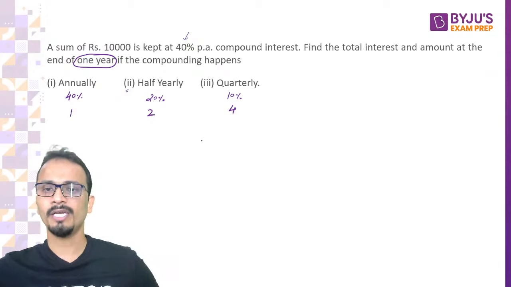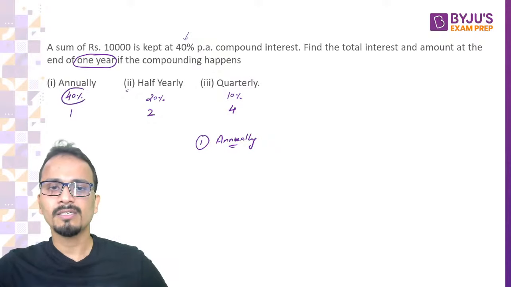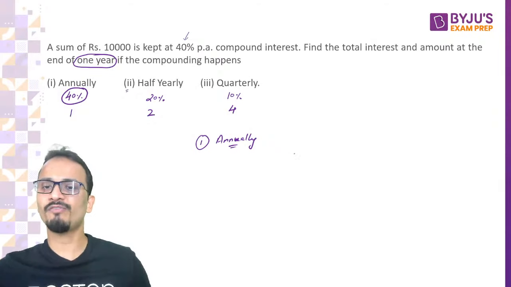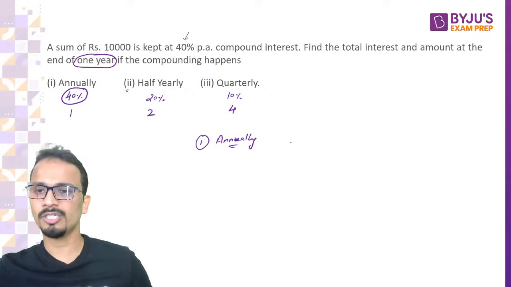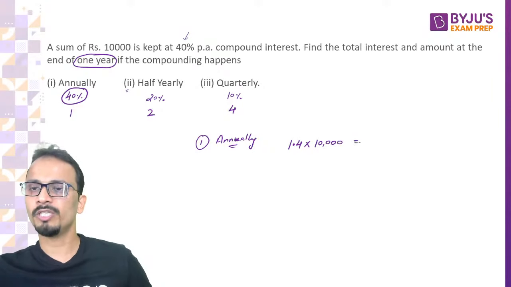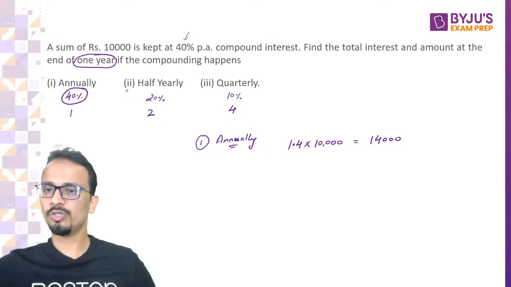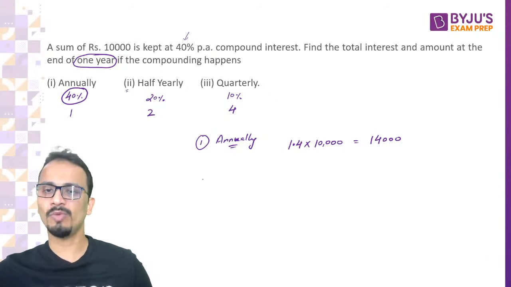Now for the first case, when we have compounded annually, I need to just increase the principal once by 40%. So if 10,000 is increased once by 40%, the final value will be 1.4 multiplied by the original value, which is 10,000. So this will be the amount, that is 14,000. So 10,000 will become 14,000 after 1 year if it is compounded annually.